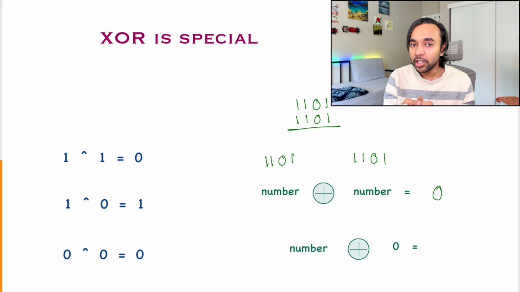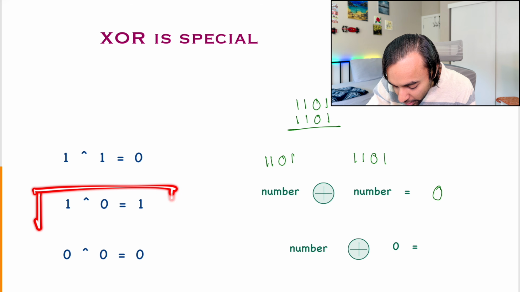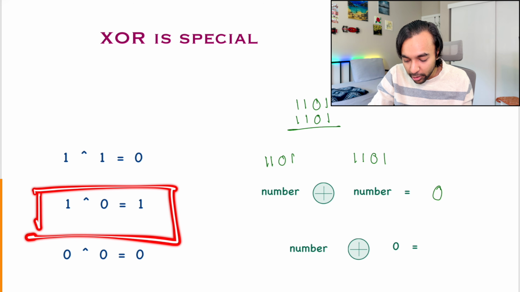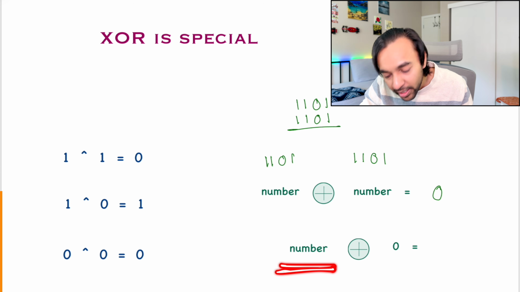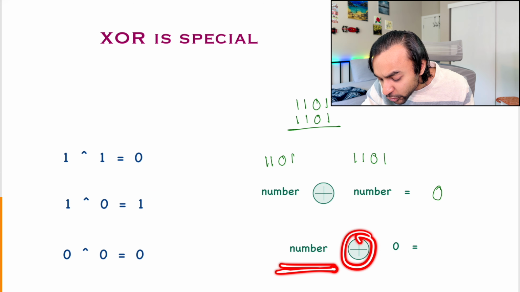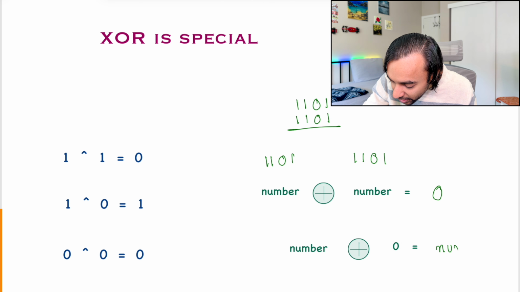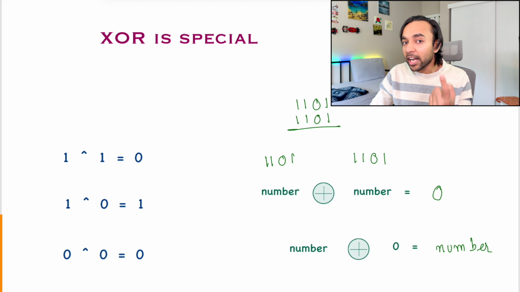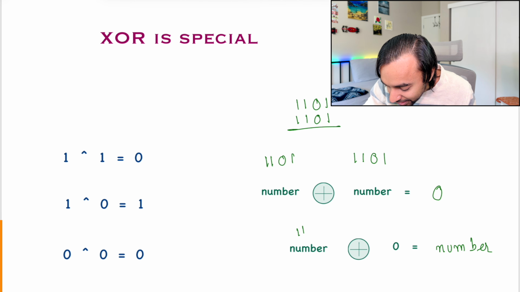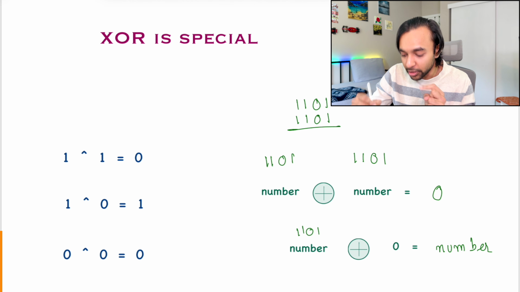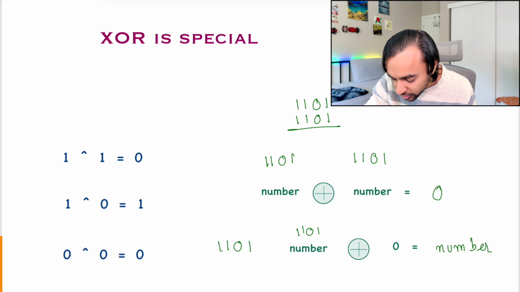The other rule that you need to understand is this particular number. You are saying 1 XOR of 0 is equal to 1. Basically, I am saying that if I take any number and XOR it with 0, then the result will always be the number itself. And once again, you can try to verify it. For example, I had the number 1101 and I am XORing it with 0.